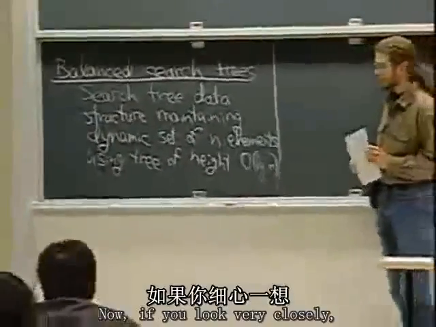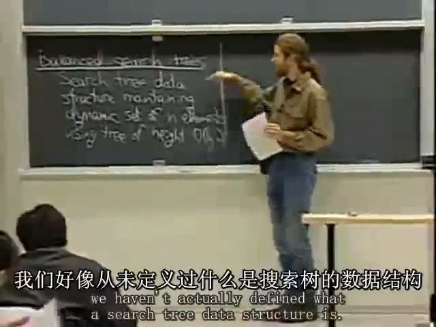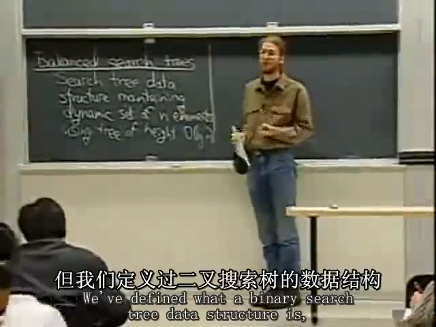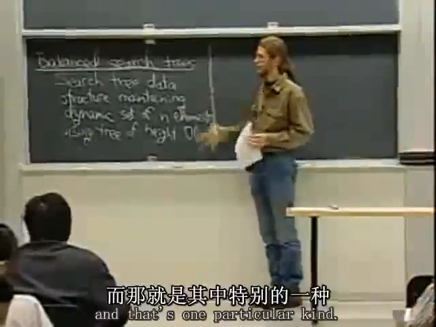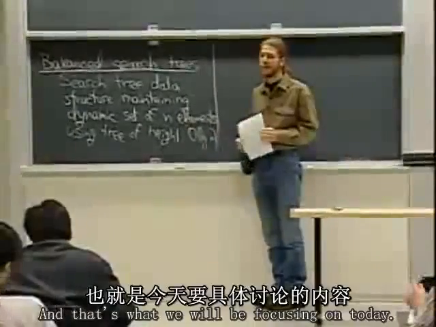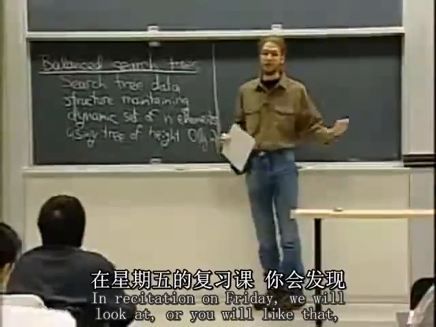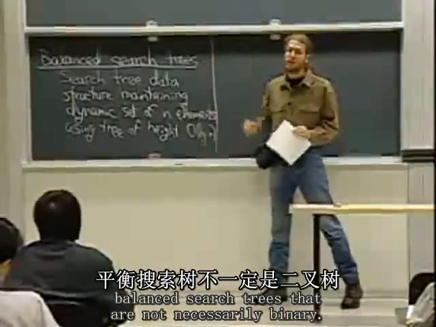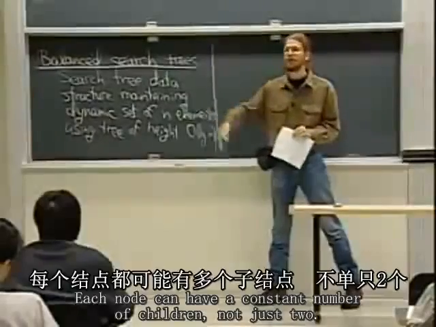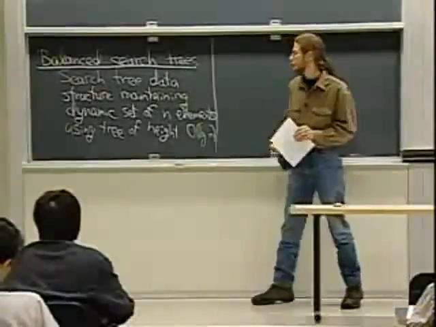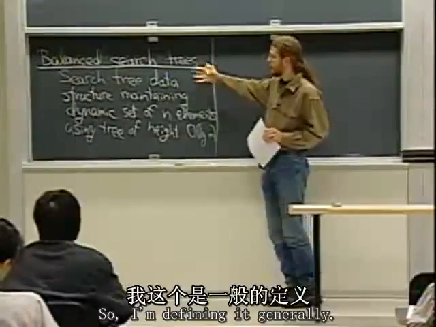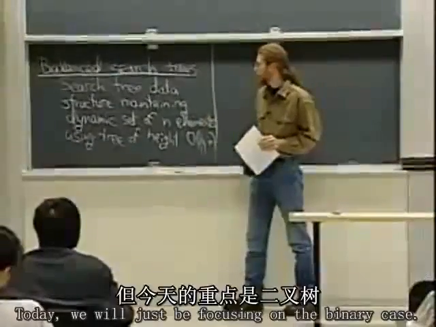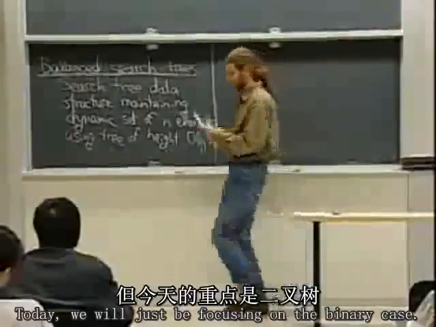Now, if you look very closely, we haven't actually defined what a search tree data structure is. We've defined what a binary search tree data structure is, and that's one particular kind, and that's what we'll be focusing on today. In recitation on Friday, you will look at balanced search trees that are not necessarily binary. Each node can have a constant number of children, not just two. So I'm defining this generally. You'll actually see what a search tree is in the general case later on. Today we'll just be focusing on the binary case, so I won't define this yet.